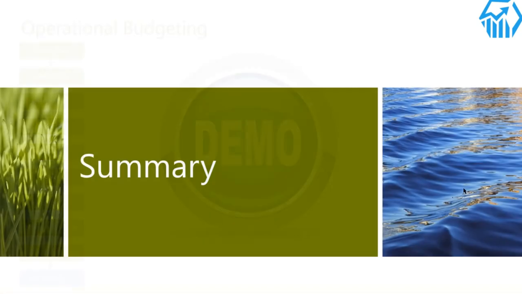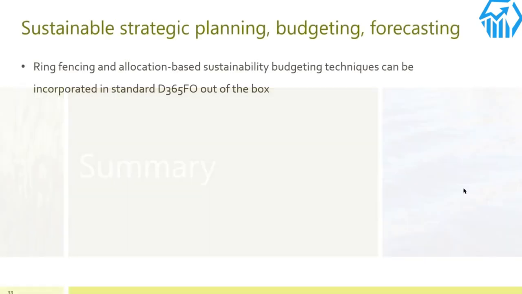Okay, I already did the demo. So what is the summary? Well, ring fencing and the allocation method, these techniques can be incorporated in the standard application without any special things. So that's what we have available. You have to tweak around a bit with this special budget, where we need a special statistical account basically. But I think that the steps and the configuration is pretty straightforward and similar to what you might already use.